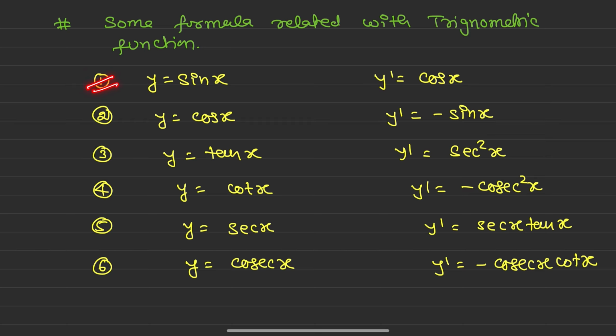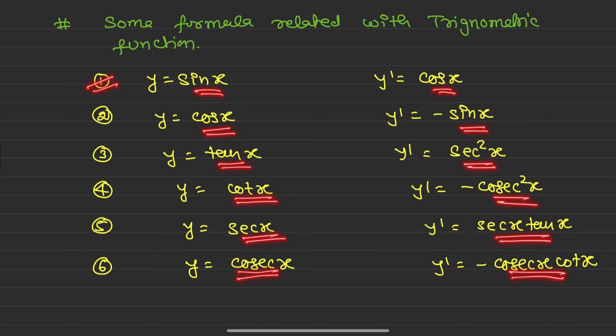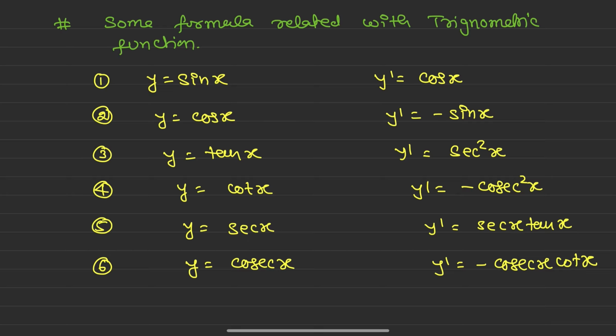So let me go with the formulas also. Derivative of sin x is cos x, derivative of cos x is minus sin x, derivative of tan x is sec square x, derivative of cot x is minus cosec square x, derivative of sec x is sec x into tan x, derivative of cosec x is minus cosec x into cot x. So these formulas will be used directly, so you should revise them. Okay, so let's continue with our practice part. You can revise it from your side and we'll apply these formulas to get our answer.